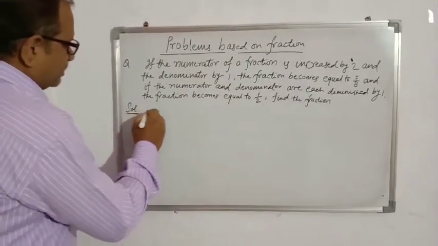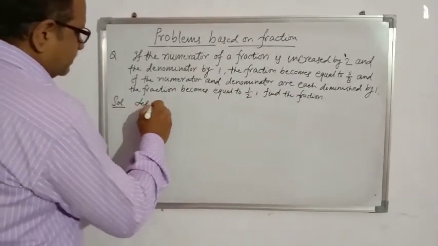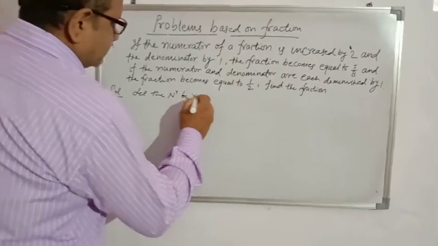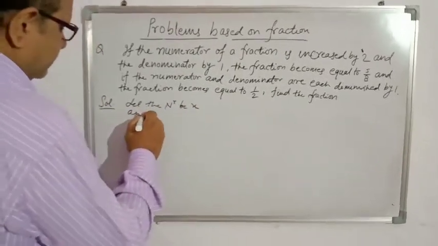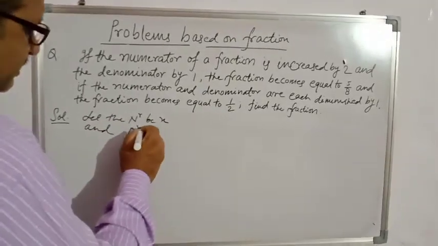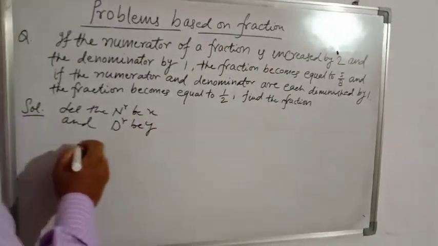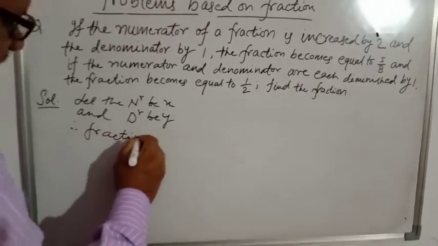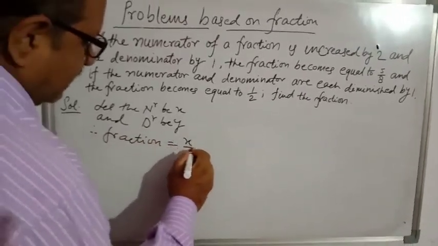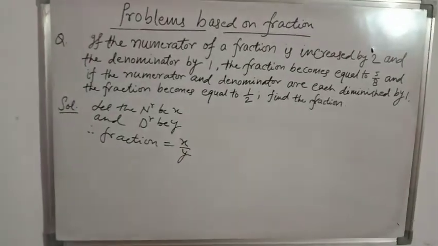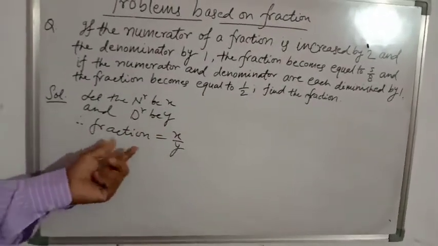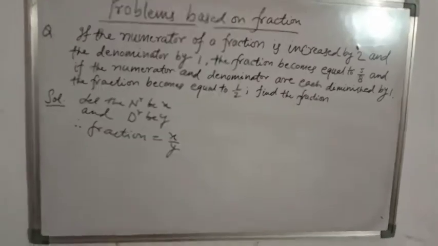So see the solution. Let the numerator be x and denominator be y. Therefore, fraction. So what will be the fraction? X upon y. Let the numerator be x and denominator be y. So the original fraction will be x upon y.